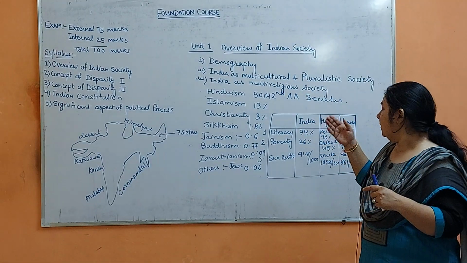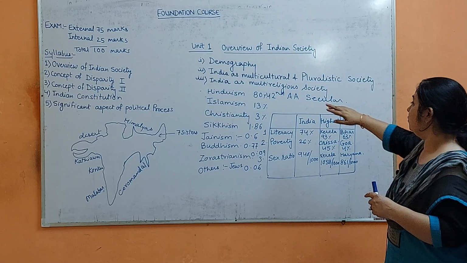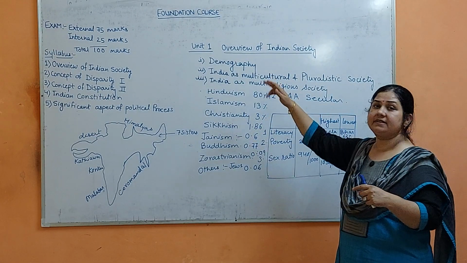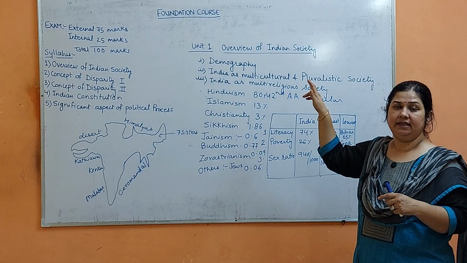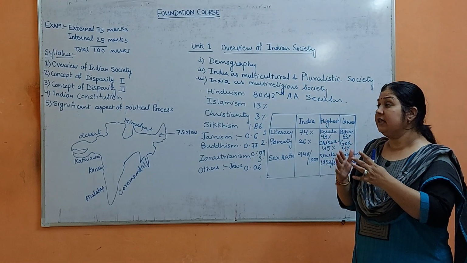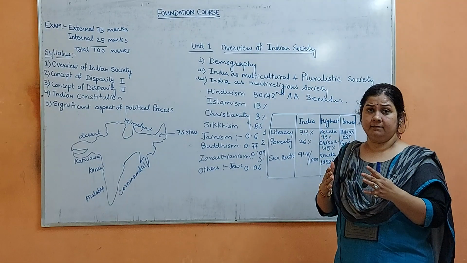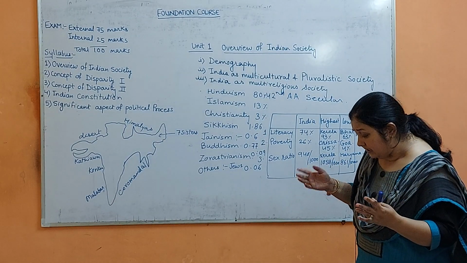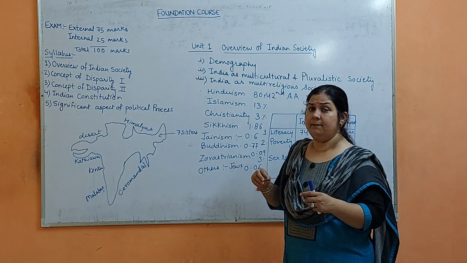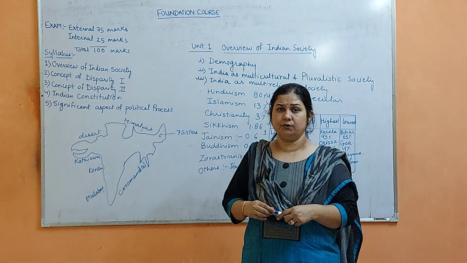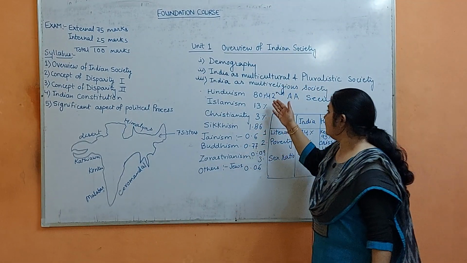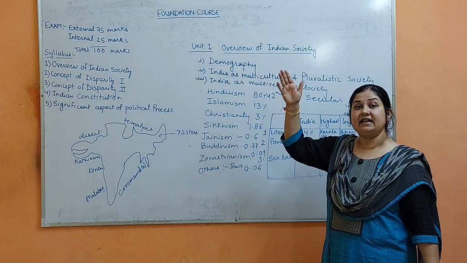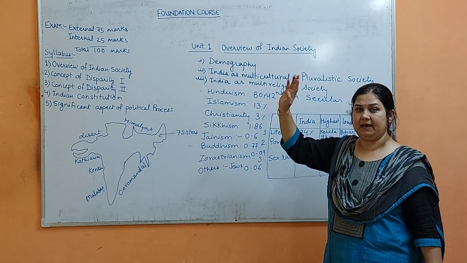Alright, now Hindus form nearly 80% of the population in India. Alright, now they have Chaturvarna system, that is casteism is there in Hinduism. Chaturvarna means they have got 4 varna: Brahmin, Kshatriya, Vaishya and Shudra. We will see it in detail when we study casteism under concept of disparity.